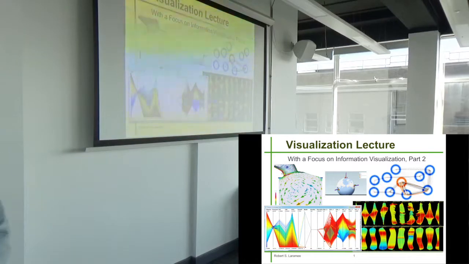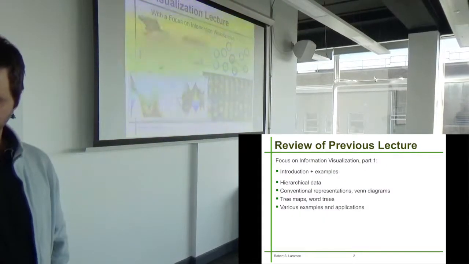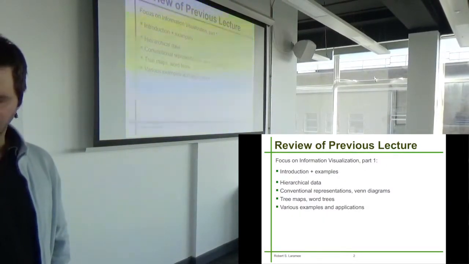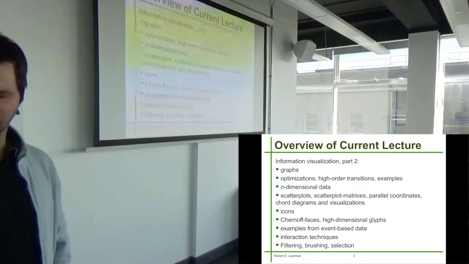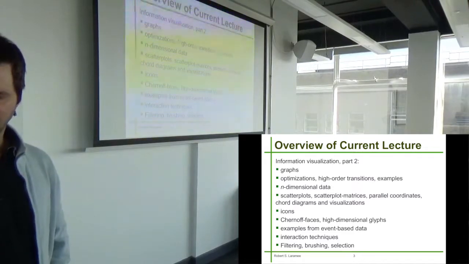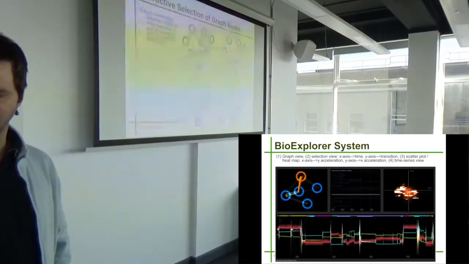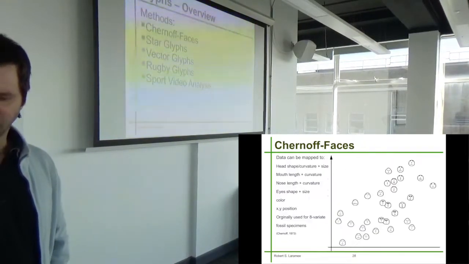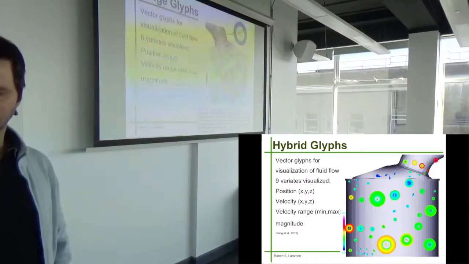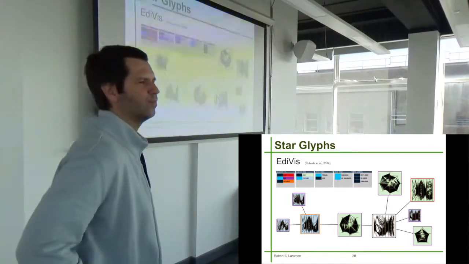A little refresher, right? We're talking about information visualization, and we went over hierarchical data representations, graphs, n-dimensional data, scatter plots, icons, Chernoff faces. Now we're going to look at a little bit of parallel coordinates, right? That's what we started last time. And we stopped last time with the parallel coordinates construction, if everybody remembers.